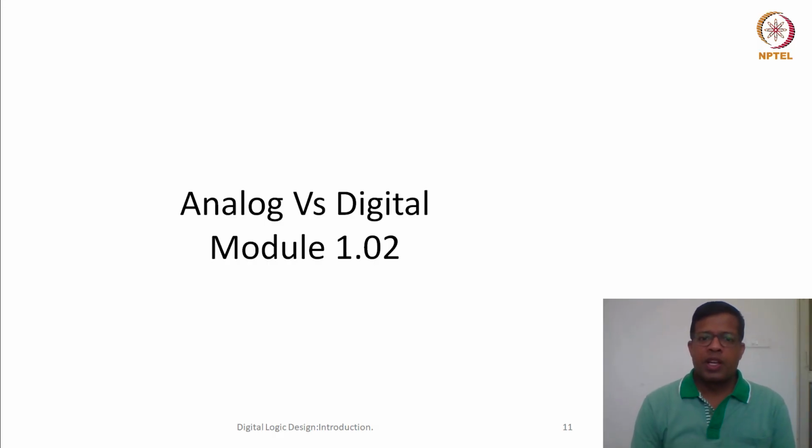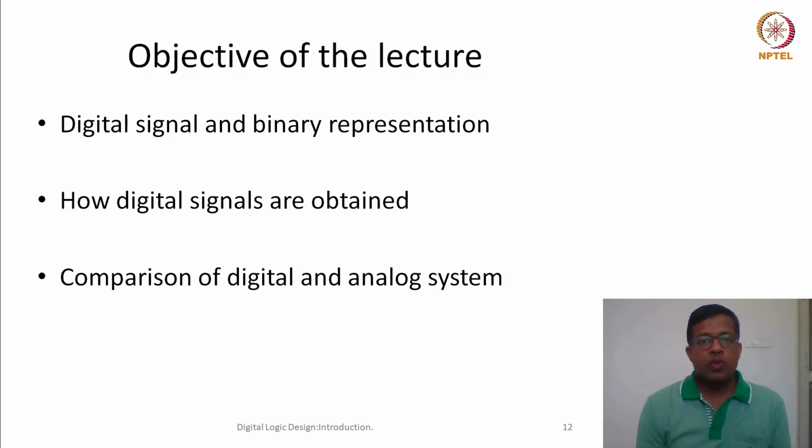Hello everyone. In our previous lecture, we understood the meaning of digital logic and a digital system, and we also understood that a digital signal is essentially a discrete signal in values as well as in time. So, in today's lecture, we will see how this digital signal is obtained and how to do binary representation using digital signals. Then we will also compare digital systems with analog systems.